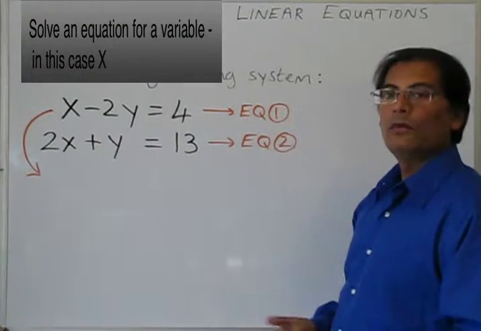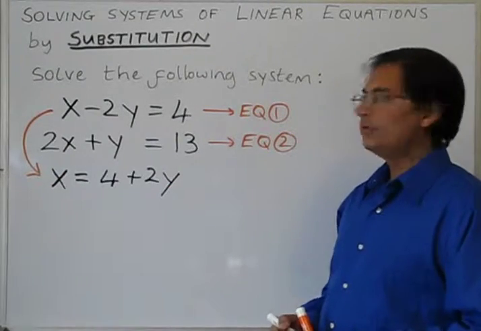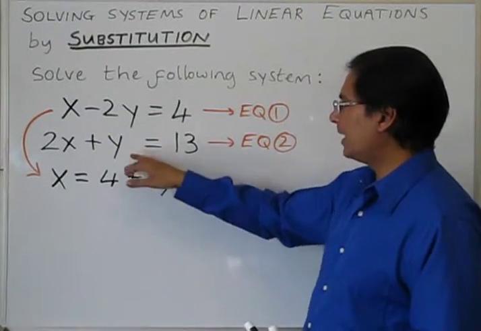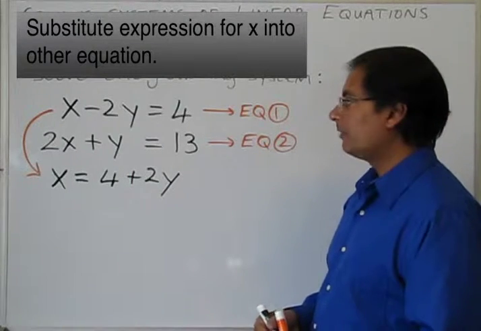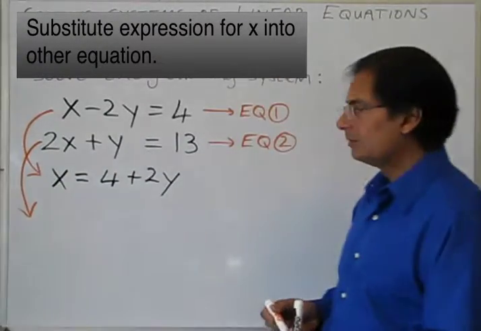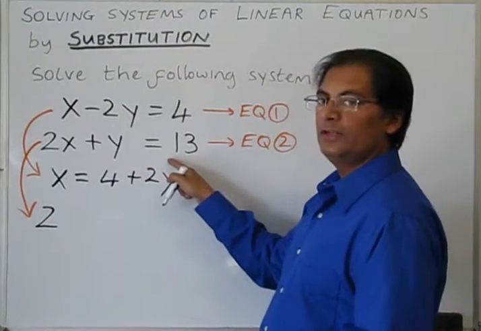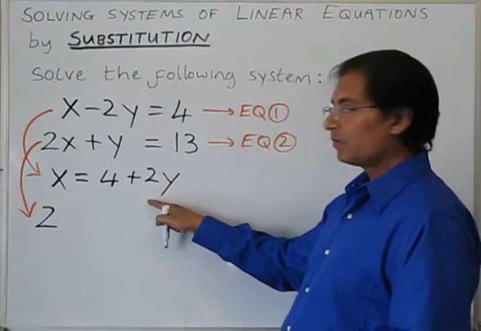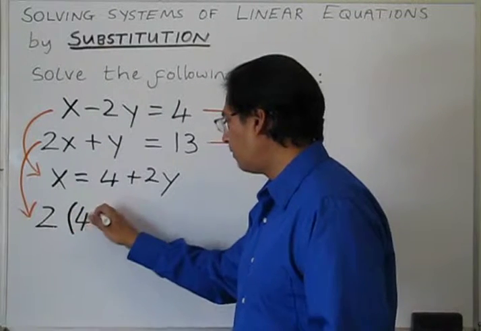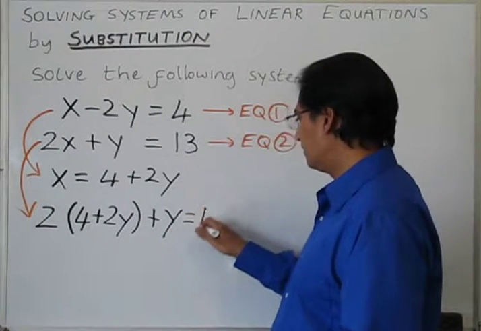If I do that, we end up with x equals 4 plus 2y. We move the 2y over, we add 2y. Now I can substitute this back into equation 2. So I'm going to rewrite equation 2. We get 2 times x plus y equals 13. But x is this here. So rather than writing x again, I'll write 4 plus 2y. So 2 times 4 plus 2y, plus y equals 13.